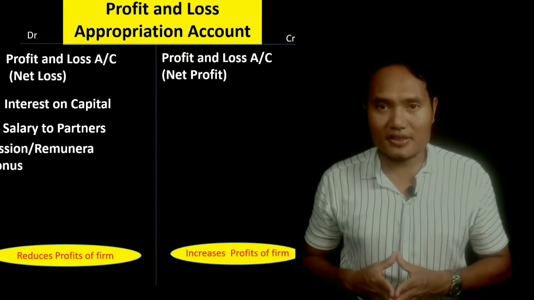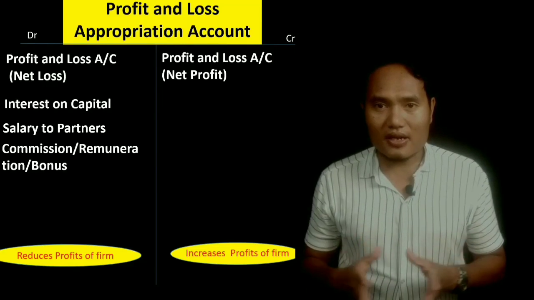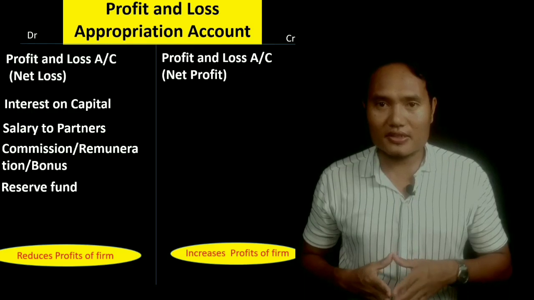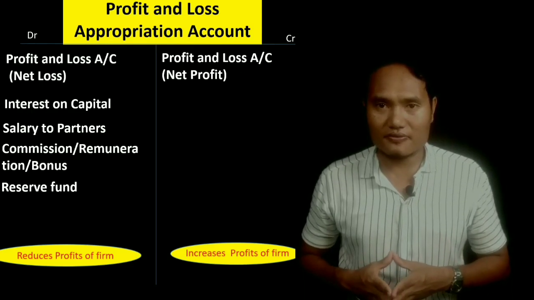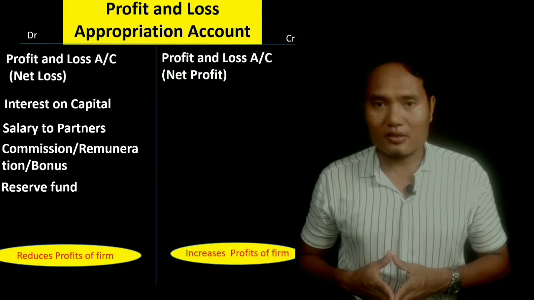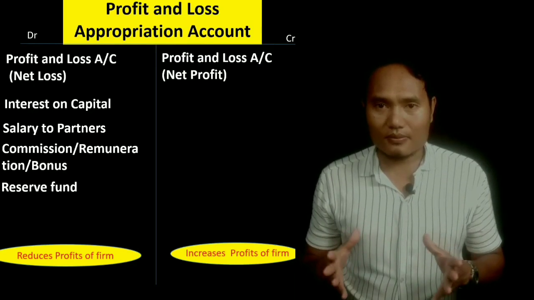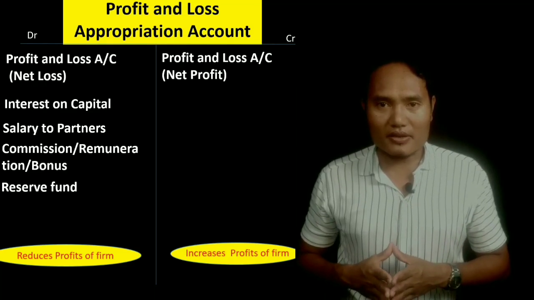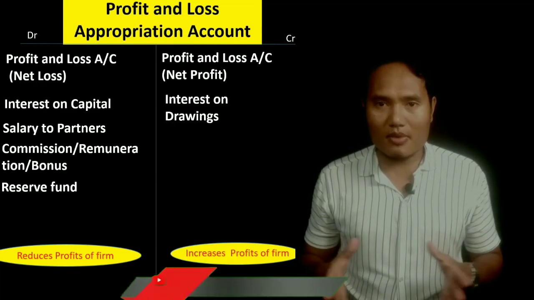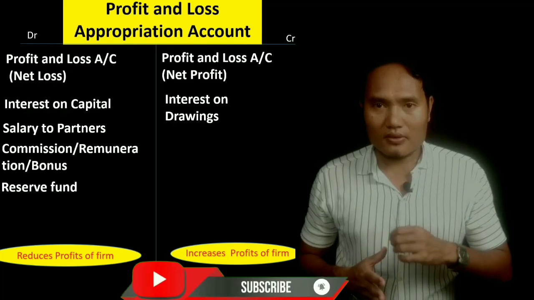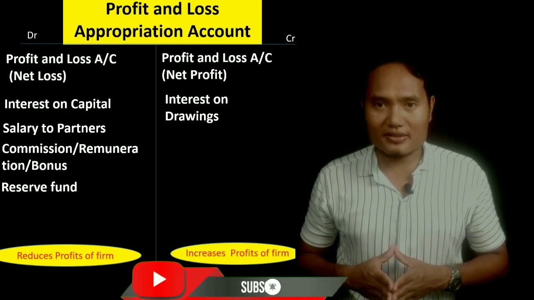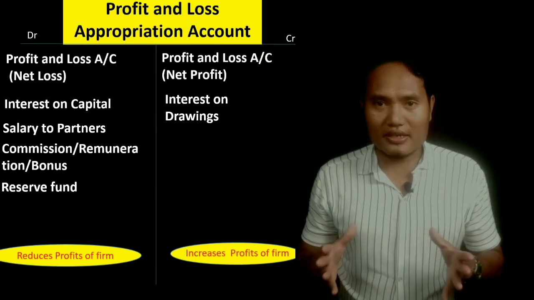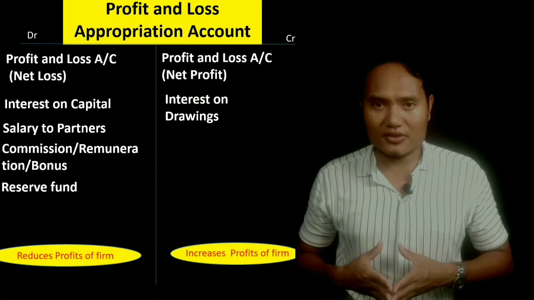And at last we have the reserve fund. Reserve funds are created out of net profit, so ultimately it reduces the distributable profits of the partnership firm. On the other hand, on the credit side, we have one transaction, that is interest on drawings. If any partner withdraws any amount from the partnership firm for personal use, in that case he or she may be liable to pay interest, and that interest increases the profits of the partnership firm.